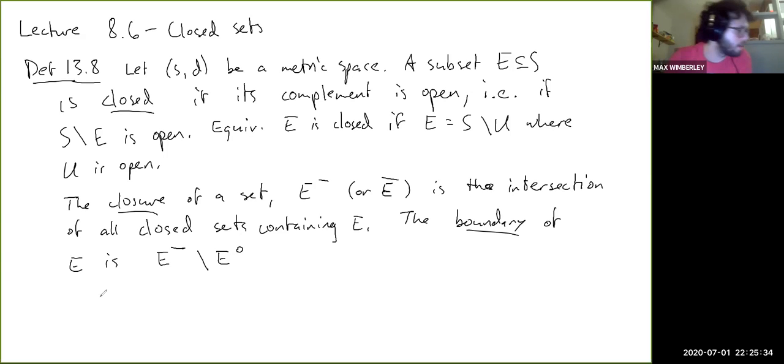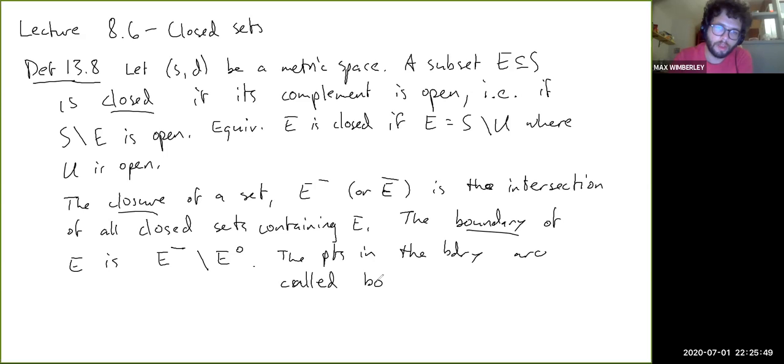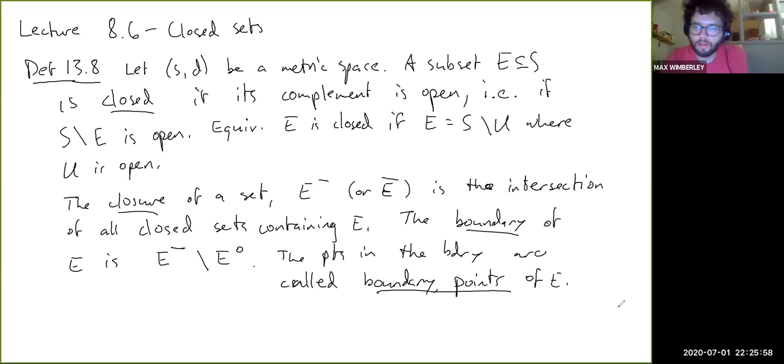All right. So yeah, the points in the boundary are called boundary points of E. Okay, so let me move to a new screen here. So let's look at some examples.